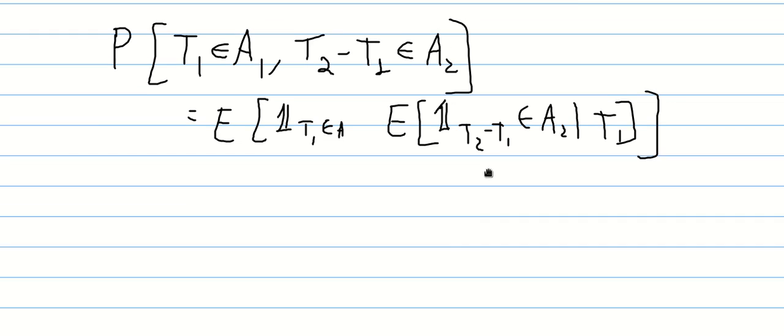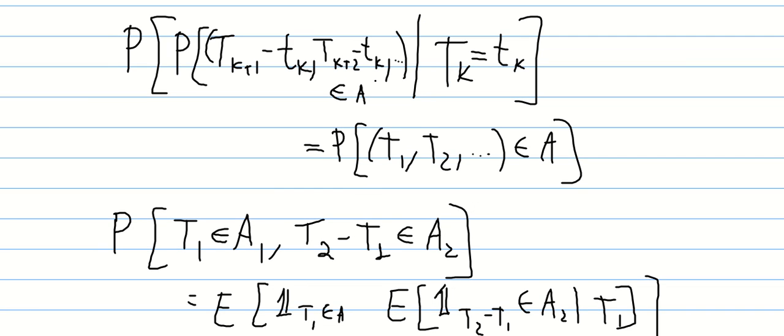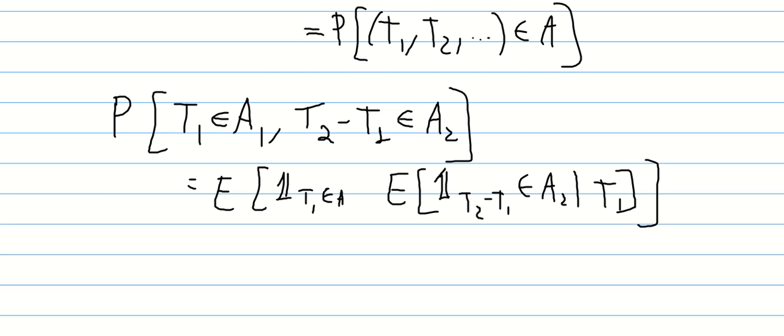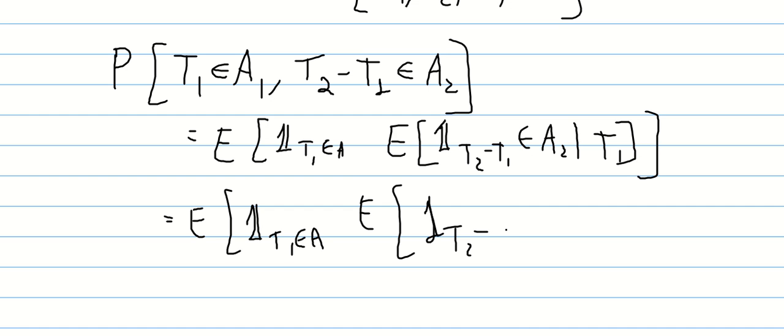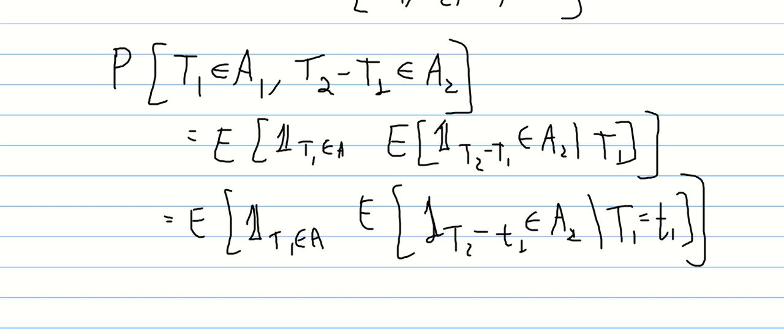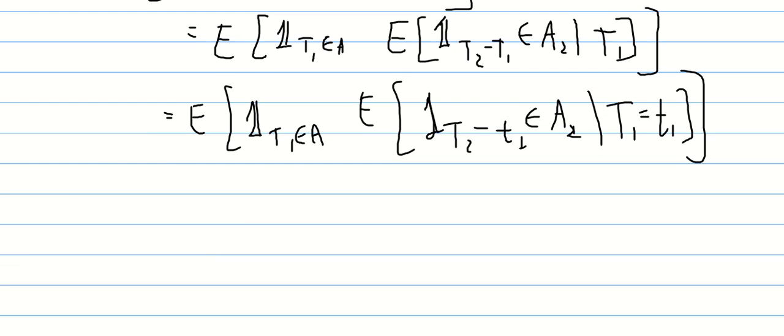So why is this interesting? This is starting to look like what we have above. Here we have T2 minus T1, and we are conditioning on T1. So another way to write this is the indicator that T1 belongs to A, times the expectation of the indicator of T2 minus little t1 given T1 equals little t1. I forgot here, this should be composed with T1. So some of you may not have seen this.